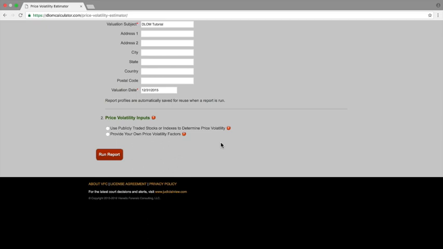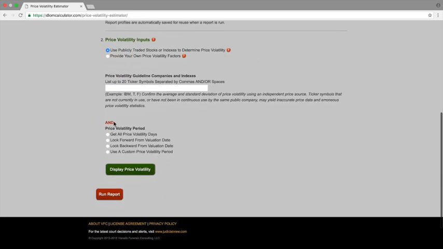Step 2 offers the choice of two radio buttons. Selecting the first button allows users to enter the ticker symbols for up to 20 publicly traded stocks, indexes, or commodities that you have identified as suitable guidelines for your price volatility estimation purpose.